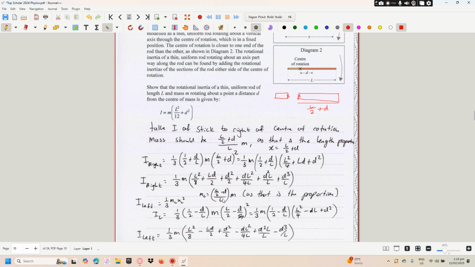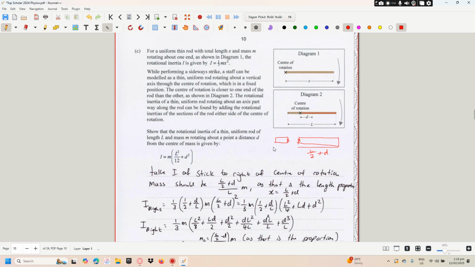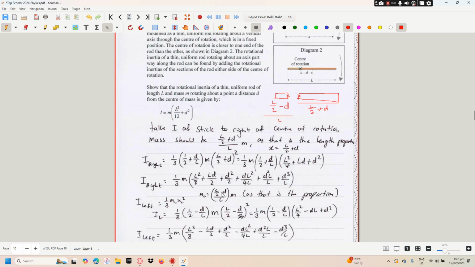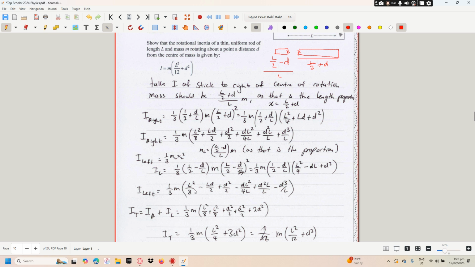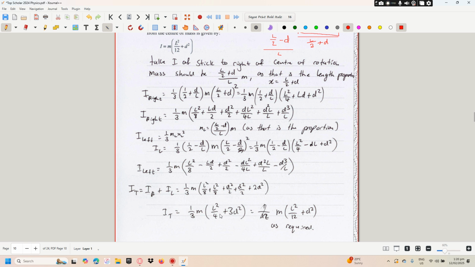The left-hand side has a similar trick. L on 2 minus D divided by L is the proportion, this length here. You multiply that by M to get the mass of the left-hand side. So 1/3 times 1/2 minus D on L times M times the x squared bit. Simplify that out, and if you add them up, a few things cancel, and you get this, and then you get this. So that was really tricky conceptually. You just have to have faith that you're doing it right, and the answer falls out at the end.